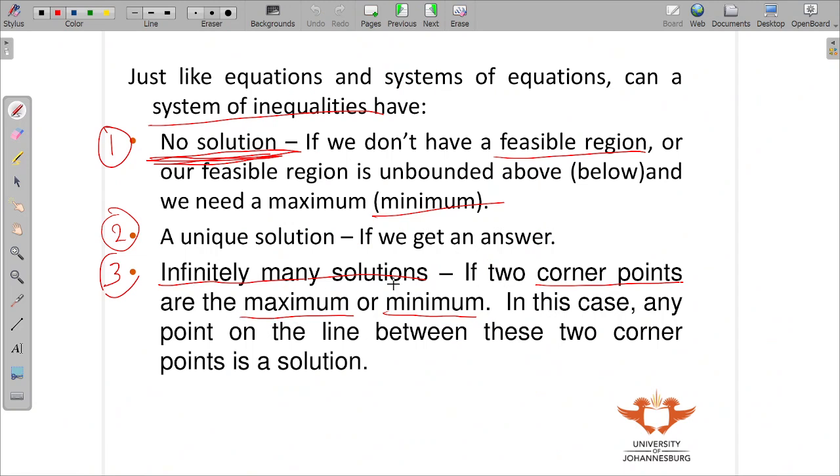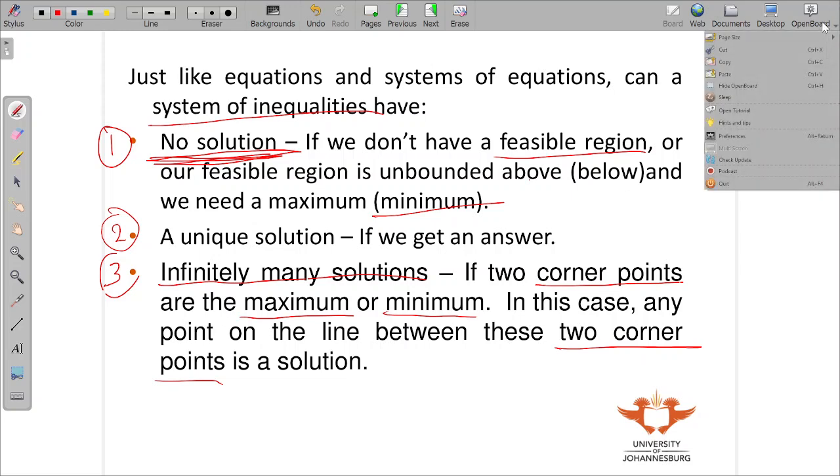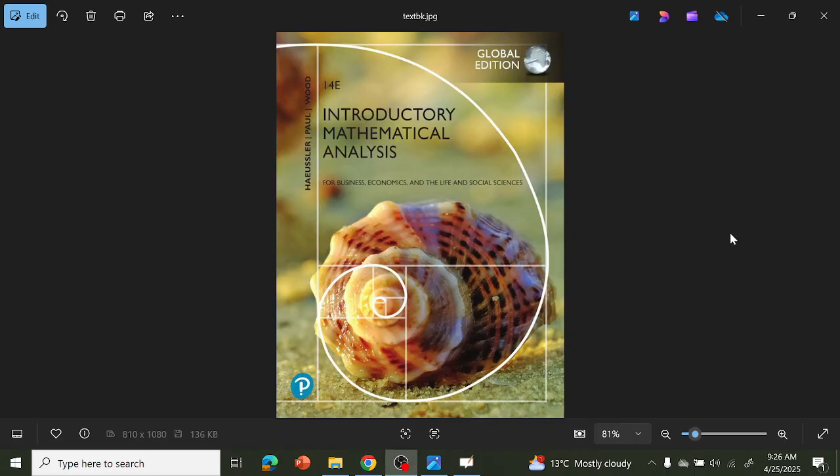So we have infinitely many solutions if 2 corner points are the maximum or minimum. In this case, any point on the line between these 2 corner points is a solution. That is what we call infinitely many solutions. Okay, I hope you understand that. Then we are going to go into linear programming proper, where we will make use of these things.